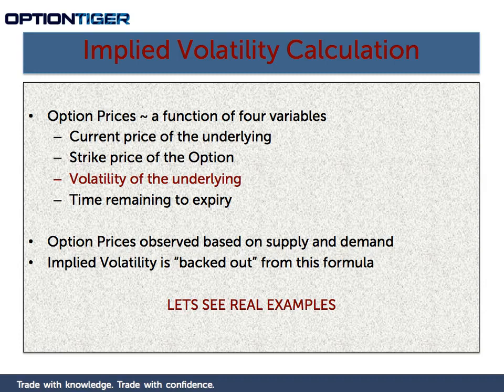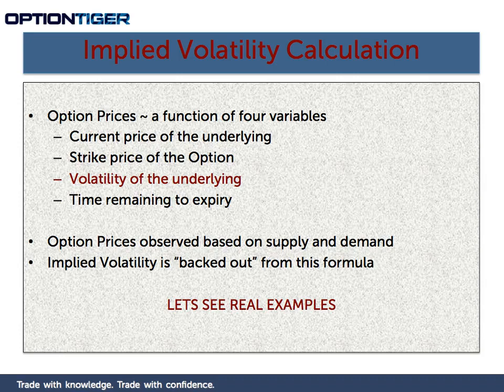So out of all of these, we know the current price of the underlying stock, we know the strike price of the option, we know how much time is remaining to expiry. And the only thing we don't know is the volatility of the underlying stock going into the future. We do know the volatility of the stock as it was for the previous 12 months, but that really doesn't help us. What we need to know is the volatility of the stock going into the future. And there's no way to really know that except to say that option prices observed based on the supply and demand imply a certain volatility in the stock.